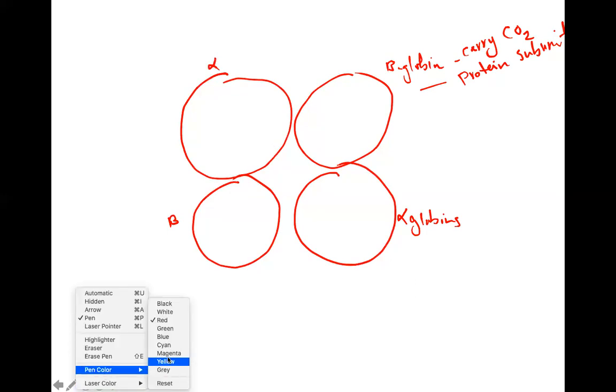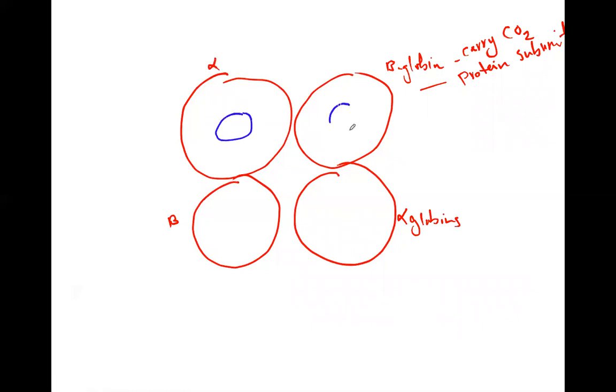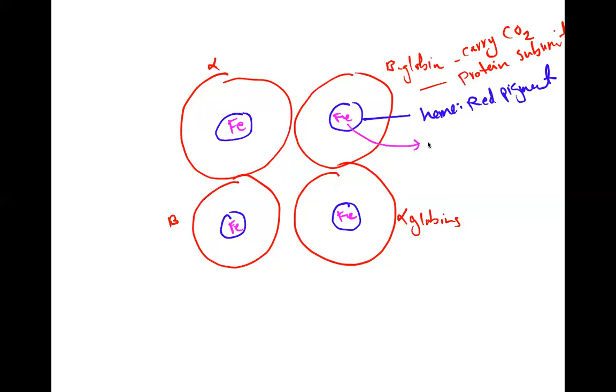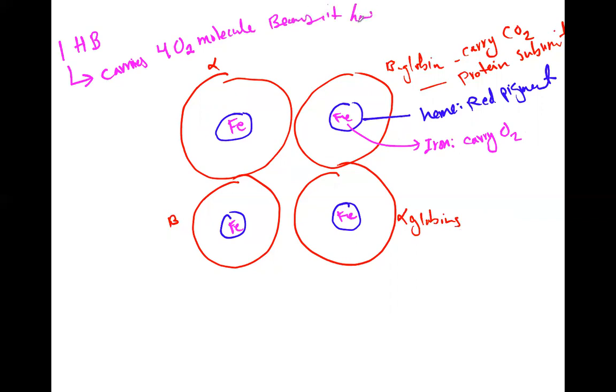Now, at the center of each of these circles, I will have another structure. Each of these will be identified as a heme, which again is my red pigment. And at the center of each of these, I will have one single iron. And why do I care about iron, which is shorthand for Fe? Iron is responsible for carrying O2, or oxygen gas. So if this is one hemoglobin, how many does it carry? It carries 4 O2 molecules because it has 4 irons at the center of its heme.